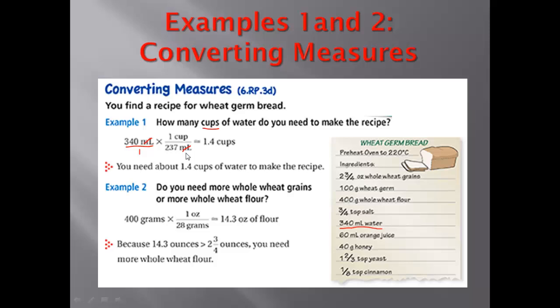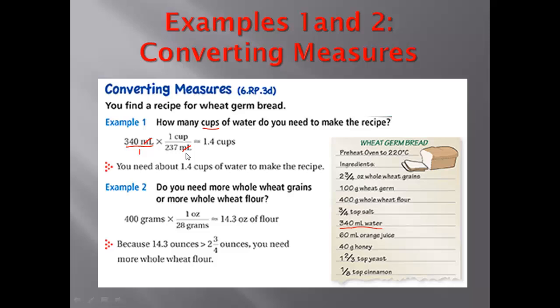340 times 1 is 340, and then on the bottom we have 1 times 237, which is 237. So now we have 340 over 237. When we divide that, we're going to get approximately 1 4/10 cups. So you need about 1 4/10 cups of water to make the recipe.